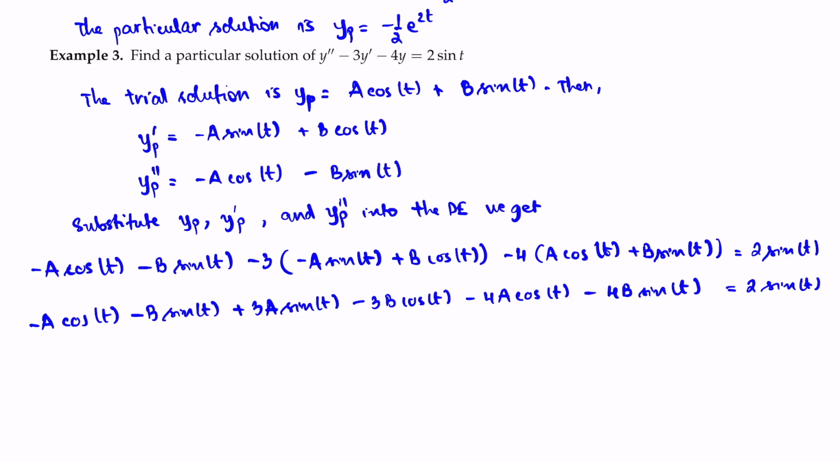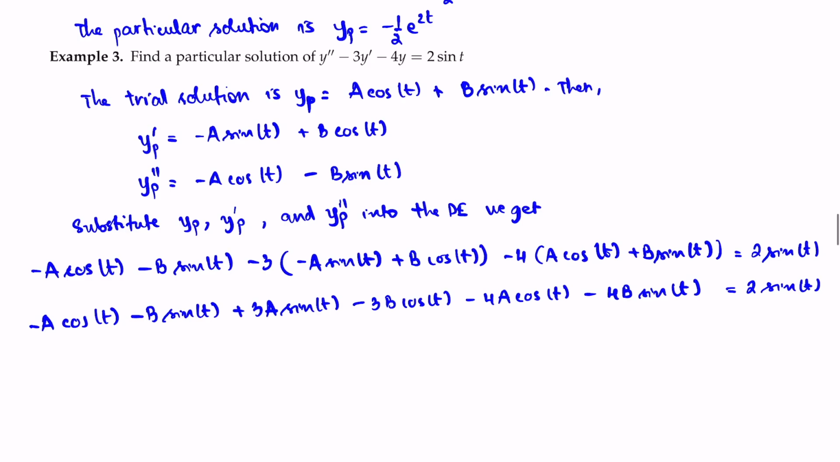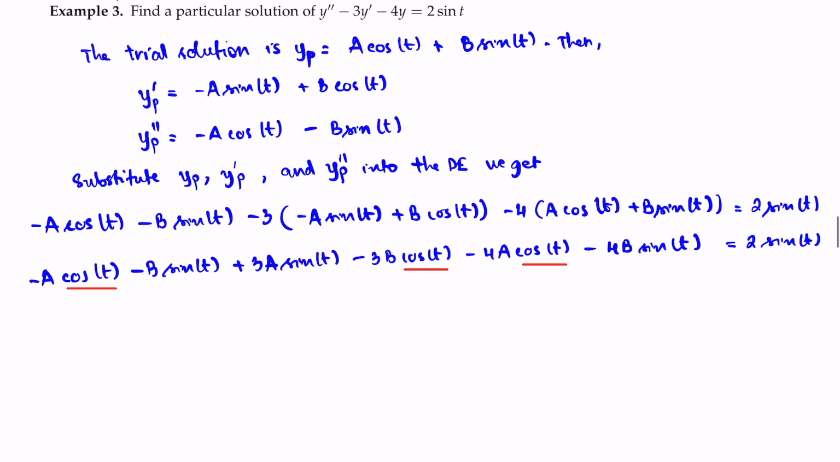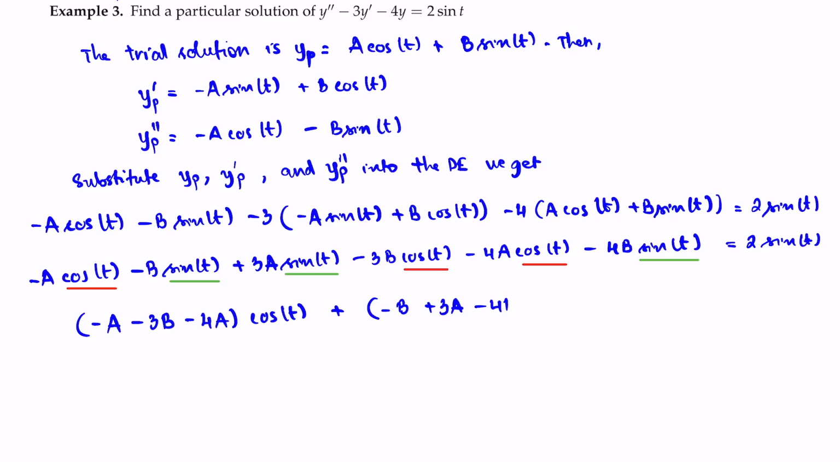Again, we only work with the left-hand side at this point. On the left-hand side, we're going to combine like terms. So combine anything with cosine of t attached to it: cosine of t here, cosine of t, and cosine of t. Take cosine of t as the common factor, and you're left with the coefficients of negative A minus 3B minus 4A times cosine of t, plus anything related to sine of t, on the left-hand side only. Take sine of t as the common factor, and you're left with the coefficients of negative B plus 3A minus 4B times sine of t, and this is equal to 2 times sine of t.